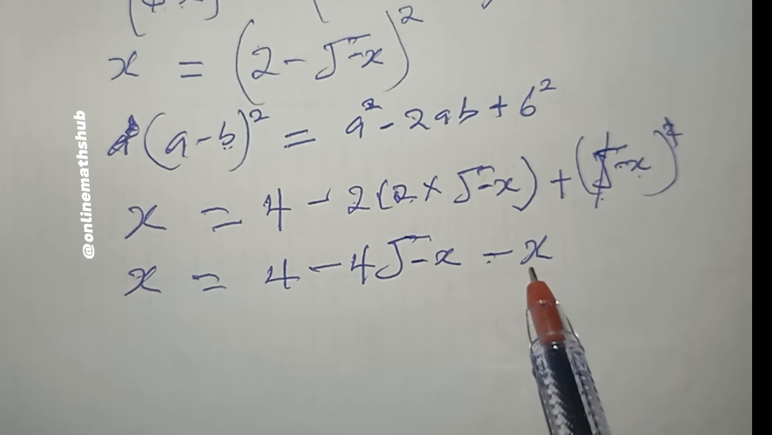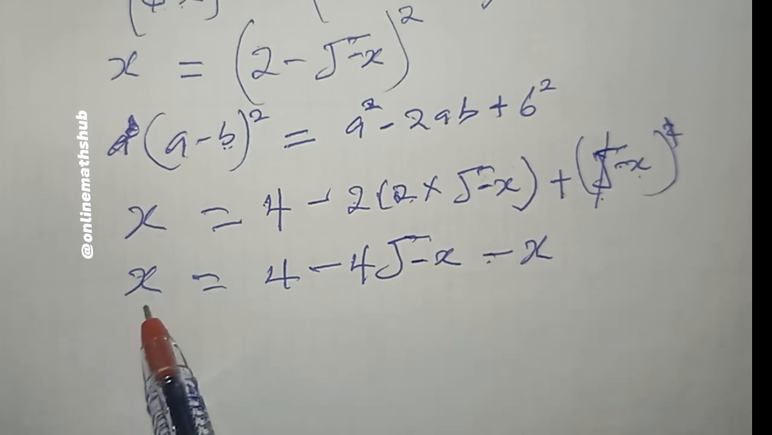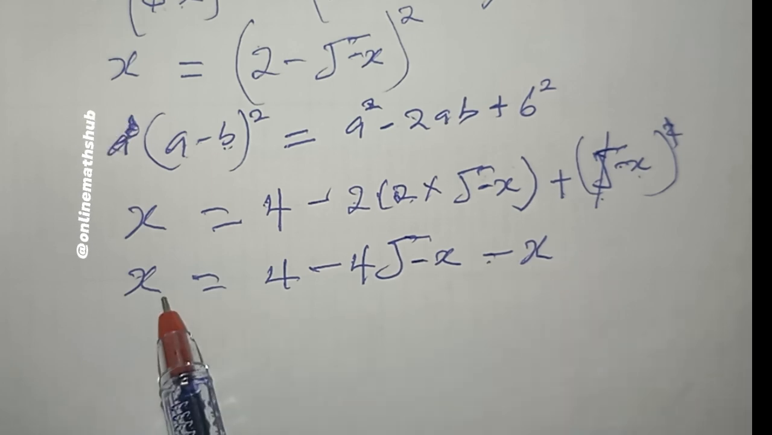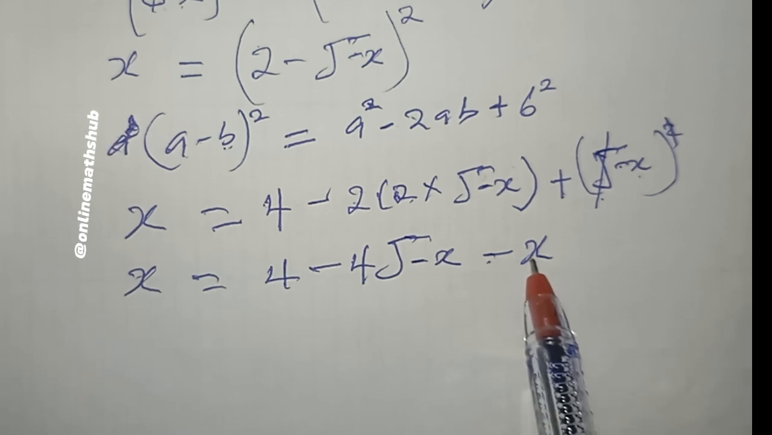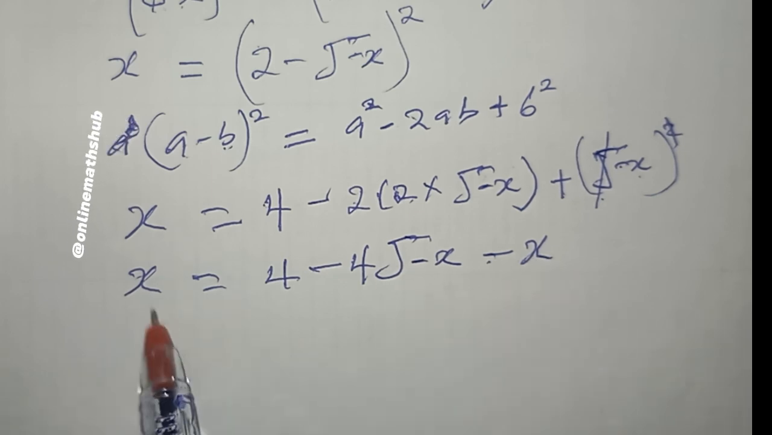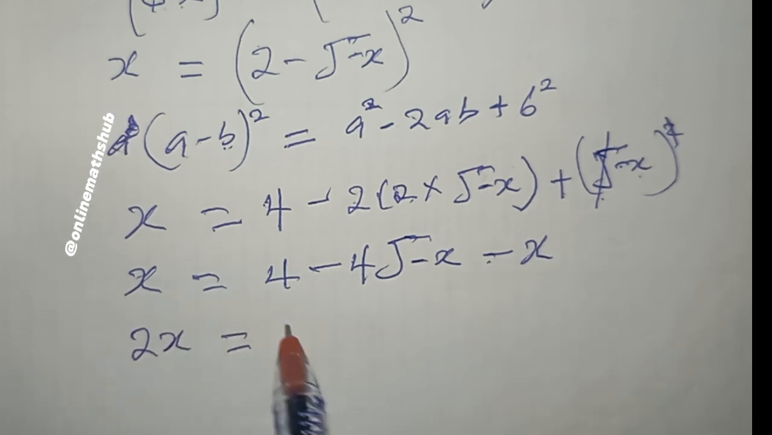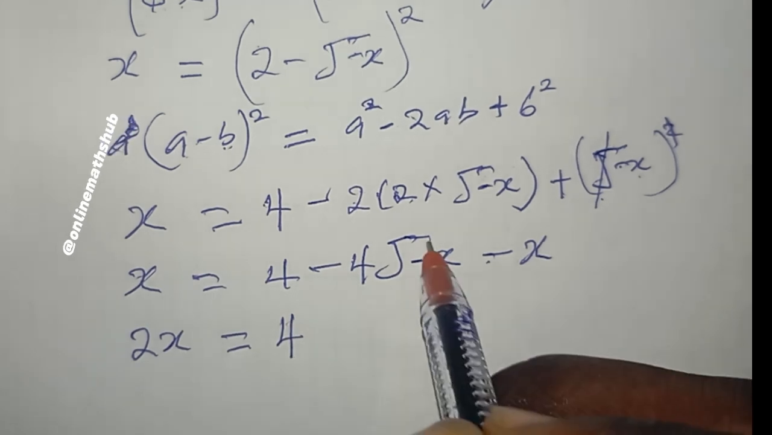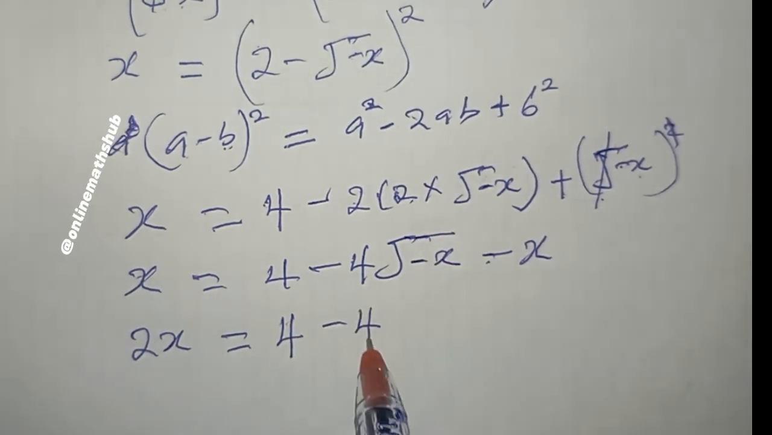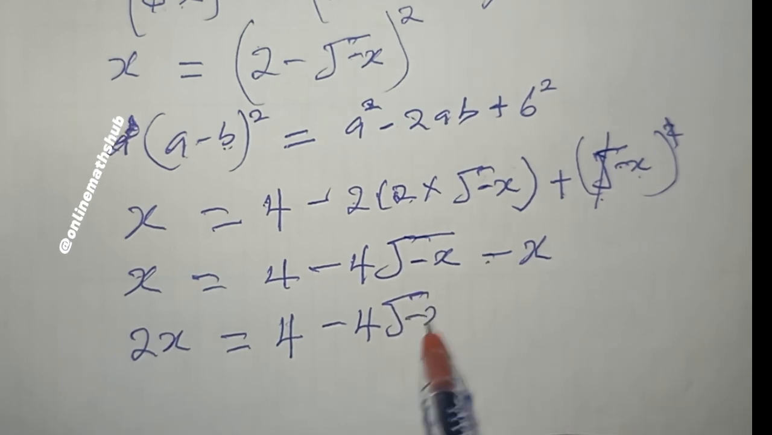Okay, so obviously I'm going to move this x to the left hand side, and of course when it comes here it becomes positive, and then x plus x gives me 2x is equal to, so here is 4, and then minus 4 root negative x.